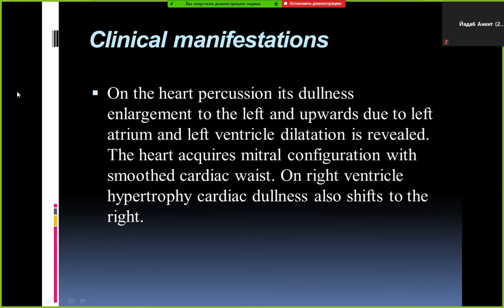On heart percussion, enlargement of its dullness to the left and upwards due to left atrium and left ventricle dilatation is revealed. The heart acquires mitral configuration with smooth cardiac waist. With right ventricle hypertrophy, cardiac dullness also shifts to the right.